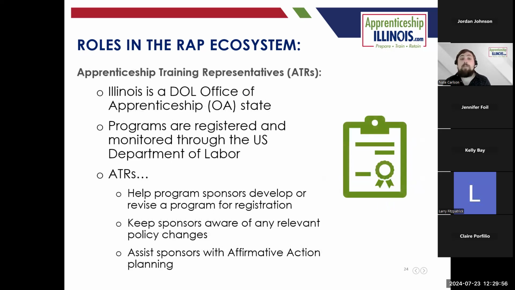Apprenticeship training representatives. So Illinois is what's called a DOL Office of Apprenticeship state. That means apprenticeships in the state of Illinois are registered directly to the Federal Department of Labor through a local office. So Illinois itself does not register apprenticeships. We work with the federal DOL to do that. And so programs are registered and monitored through US DOL, and their ATRs are their frontline staff here in the state of Illinois. And so ATRs help programs sponsor or develop or revise a program for registration. They keep sponsors aware of any relevant policy changes, and they help sponsors with the affirmative action planning process. If it sounds like there's some overlap between the ATRs and what our Apprenticeship Illinois specialists do, that's correct.